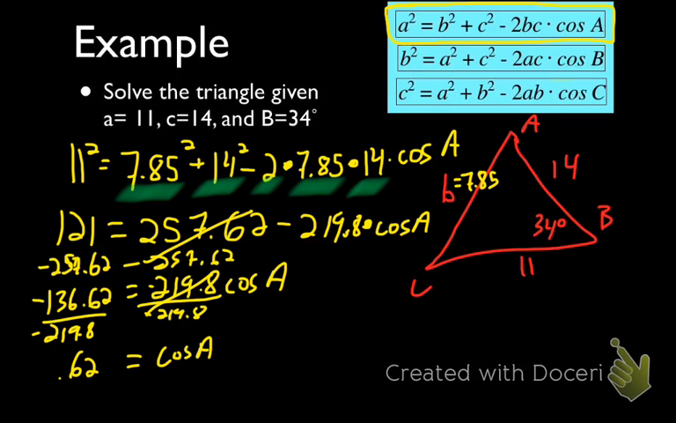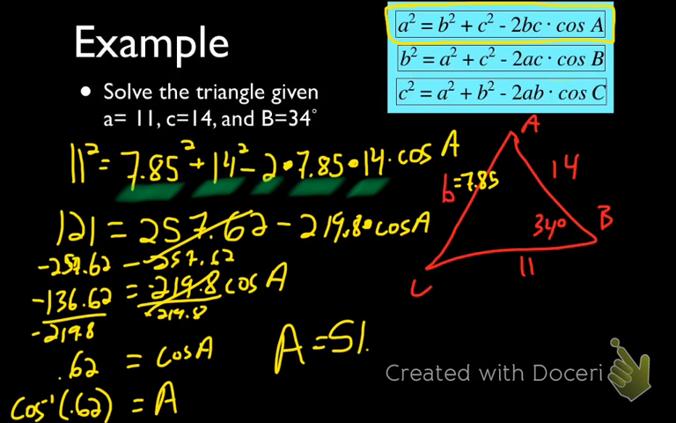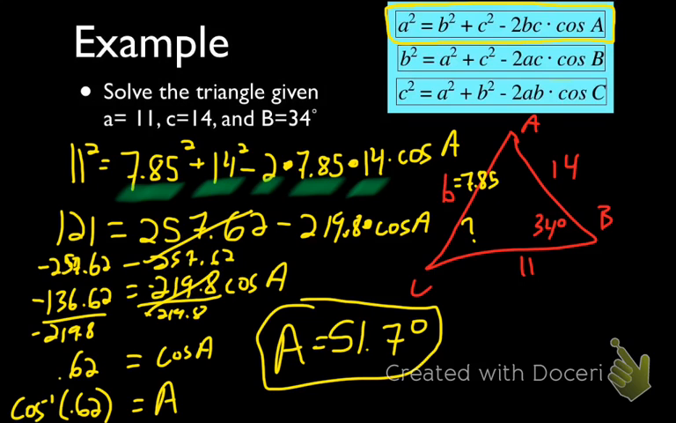And then to solve this for A, I need to inverse cosine both sides. So A equals the inverse cosine of 0.62, or whatever your answer was from before. And what do you get for angle A? 51.7 degrees. Now that we know A is 51.7, we can easily go find angle C. 180 minus 34 minus 51.7. What do you get for angle C very quickly?